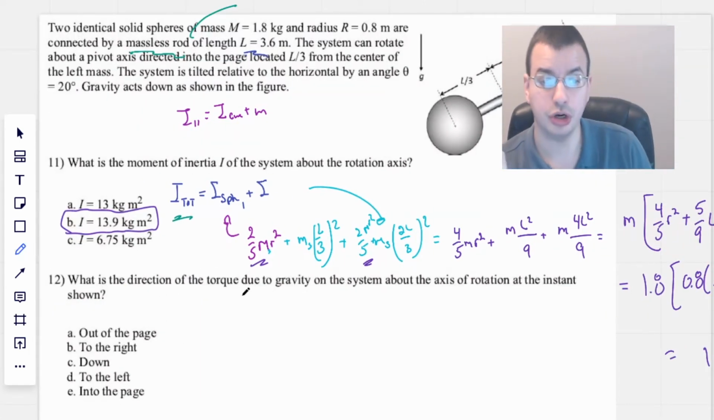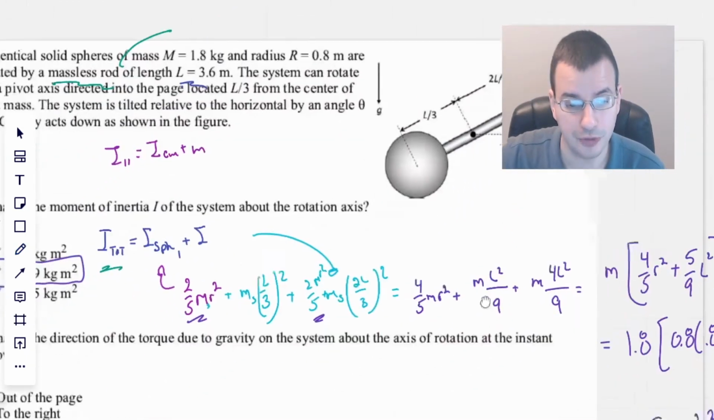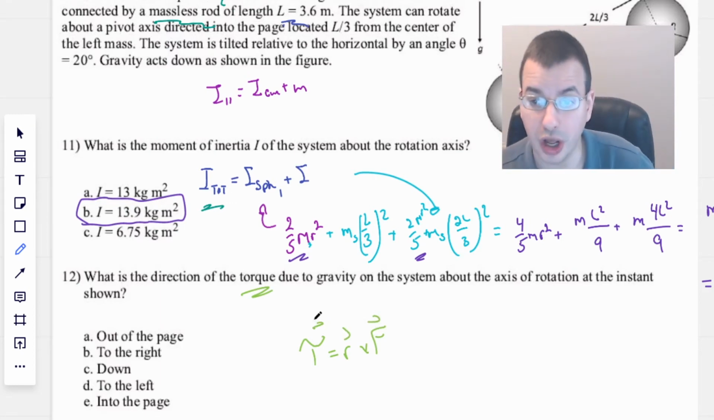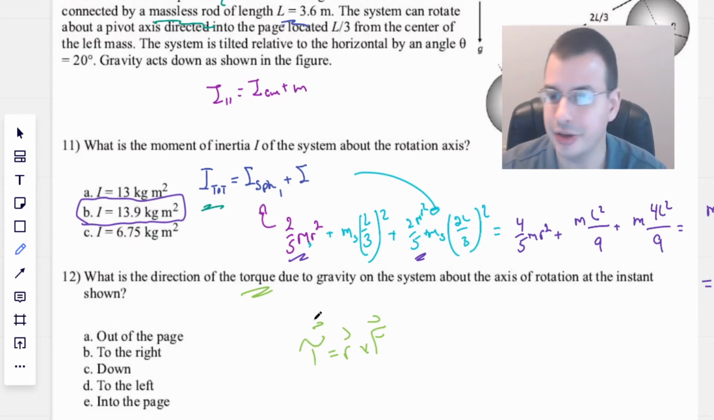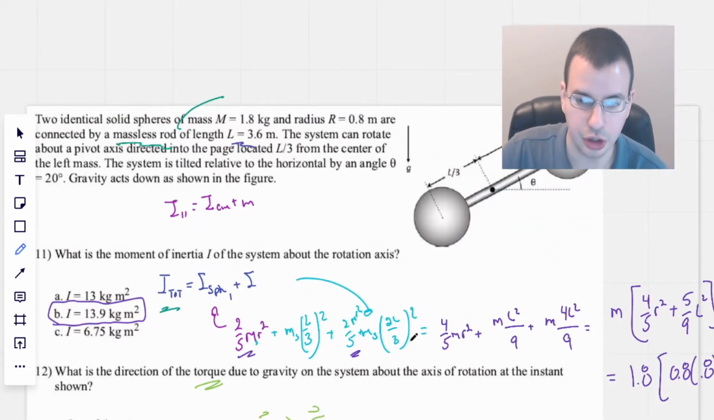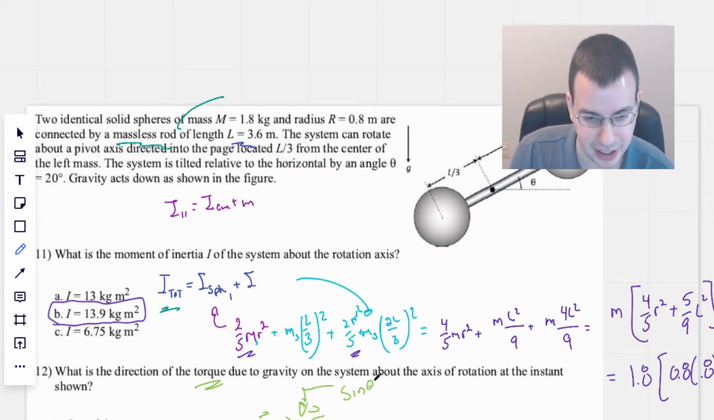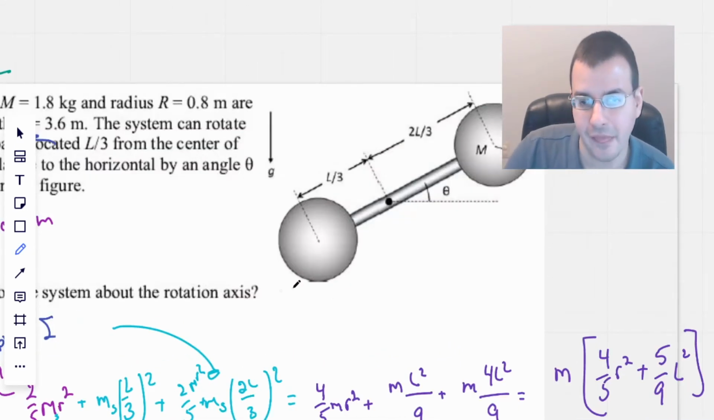What is the direction of the torque due to gravity on the system about the axis of rotation at the instant it is shown? Okay, so first thing you do is you think, all right, torque equals r cross F, and it's specifically r cross F, where r is before the F. This is not the same as F cross r. You can't switch them. The order here is important. So the way you do cross products is, first thing, cross product deals with sine of theta. And so we're going to draw out our forces and r's.